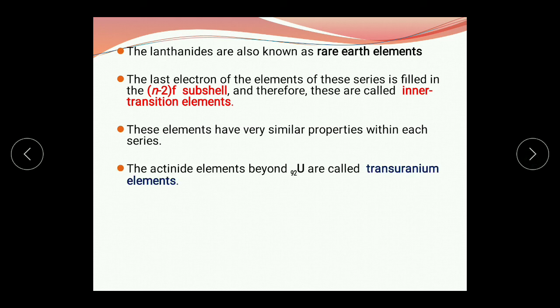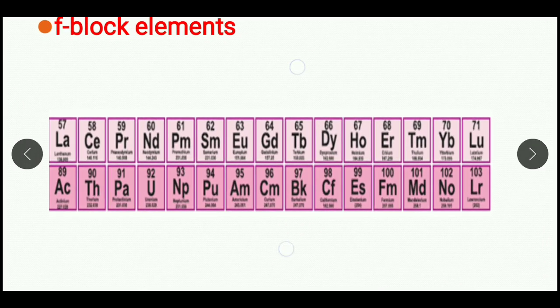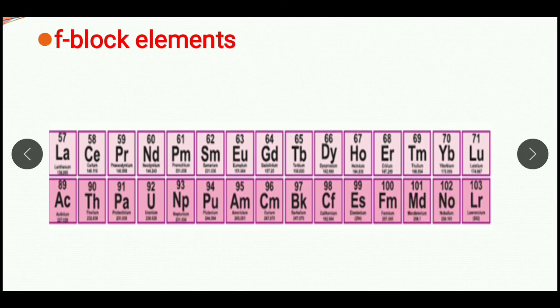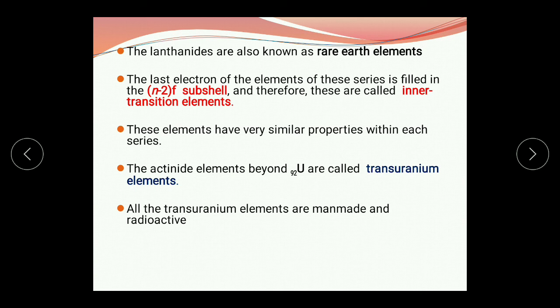The actinide elements beyond uranium are called trans-uranium elements, that is, after atomic number 92. All these trans-uranium elements are man-made and radioactive. If you want to see this, these are the elements after uranium, from neptunium to lawrencium. All of them are man-made elements and they are radioactive. As they are radioactive, they exist for a very short period in nature. So this is all about the characteristics of the elements in all the four blocks S, P, D, and F block.